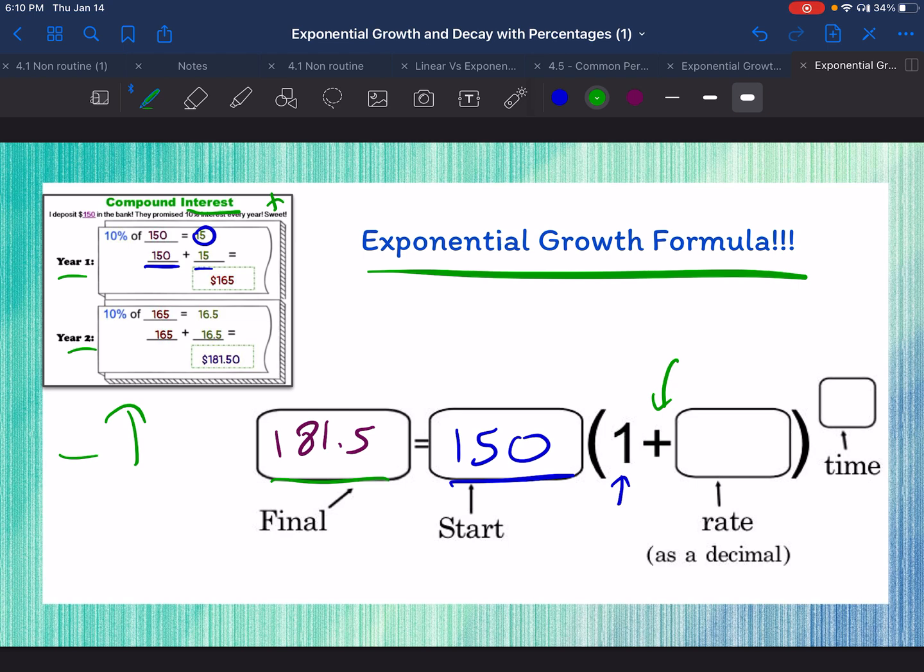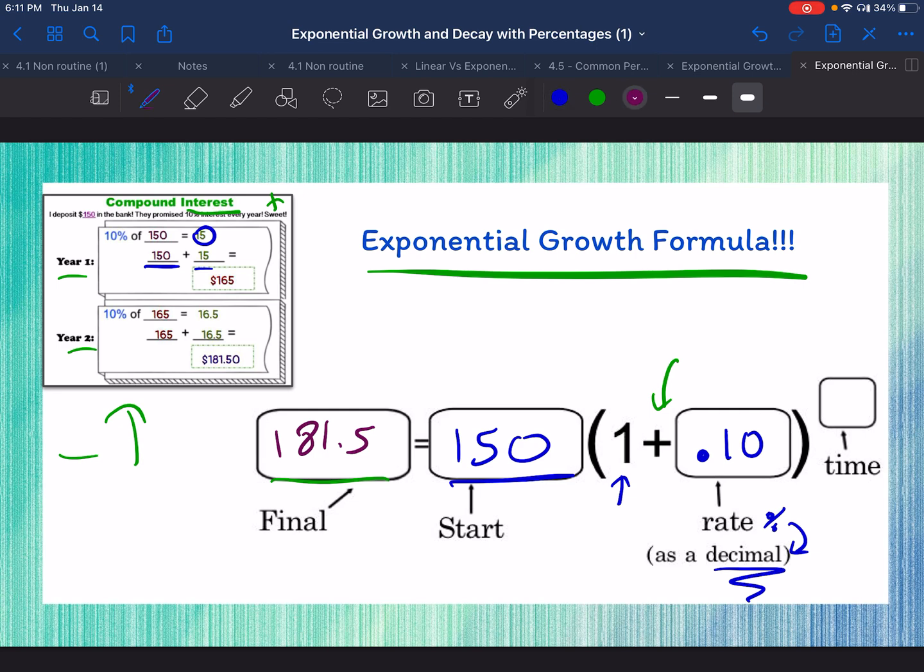The next part is where people get a little confused. You're going to put your interest rate. That's going to be the percent, but you want to make sure you turn it into a decimal. What I don't want to do is put 10% right there because that's not good for calculators. So I want to make sure that I turn my 10% into 0.10 so I can actually calculate. And then the exponent here is going to be your time.